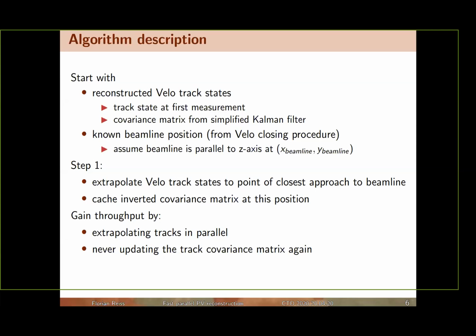As a first step, we extrapolate the Velo track states to the point of closest approach to the beamline and cache the invariant covariance matrix at this position. Here we can gain throughput by extrapolating the tracks in parallel, because the extrapolation is independent. Also, we never update the covariance matrix again when we use it later.